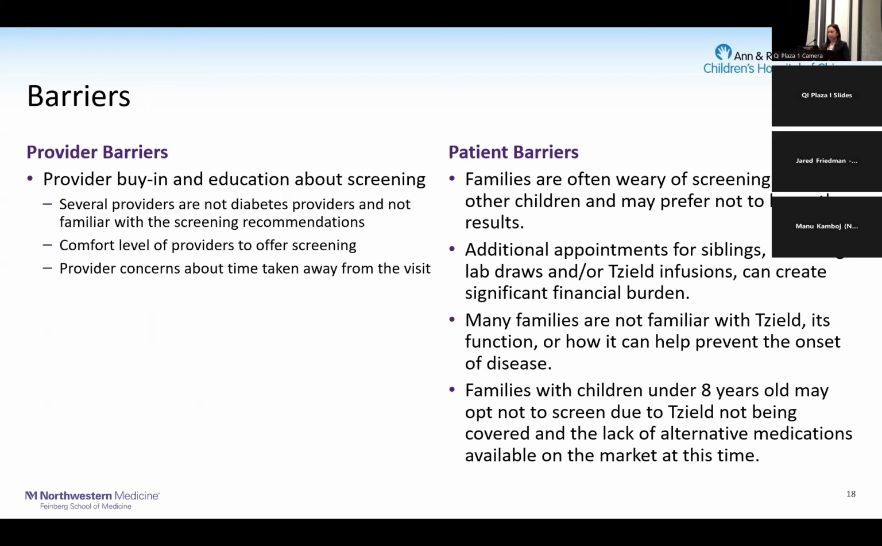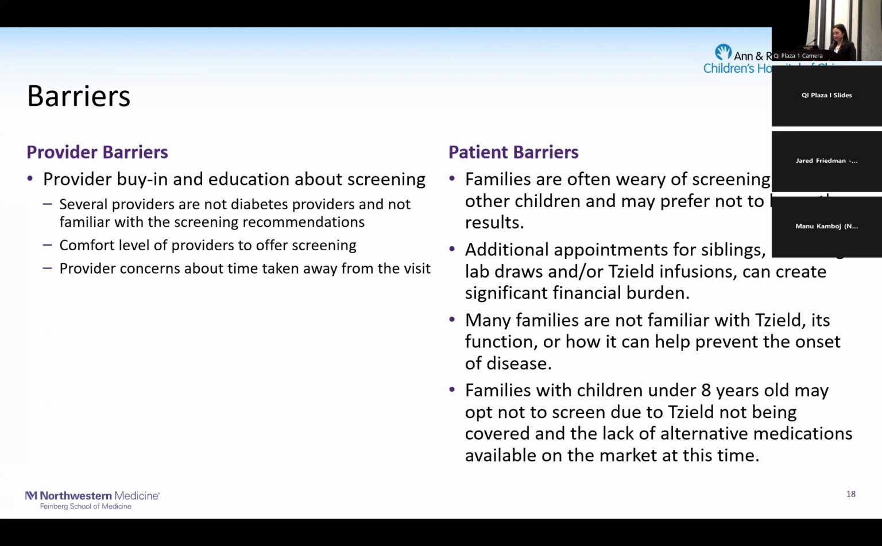When we talk about barriers, I want to break it down into provider barriers as well as patient barriers. I think for us, the biggest barrier was provider buy-in. A lot of our providers, like I said, don't treat type 1 diabetes or type 2 diabetes. They do endocrine. And so in their eyes, they didn't really understand screening. They didn't know how to do it, and they were very overwhelmed by it. But once we sat them down and provided a PowerPoint presentation and explained how to do it, I think they felt more comfortable being open to the idea of talking to their patients about screening.